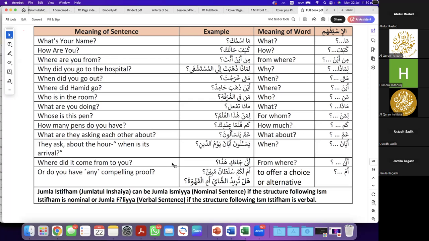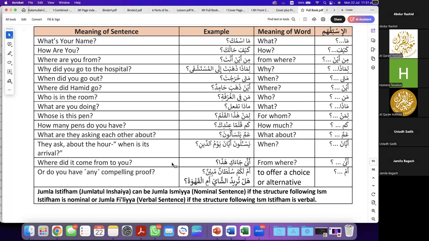Next one is kam, or how much, or how many. Kam qalaman indika. How many pens do you have? Indika is often translated as with you, to do with possession. Kam qalaman indika. How many do you have? Next is amma, and the example is from Surah An-Naba. Amma yatasa'alun. About what are they asking each other? Amma yatasa'alun.